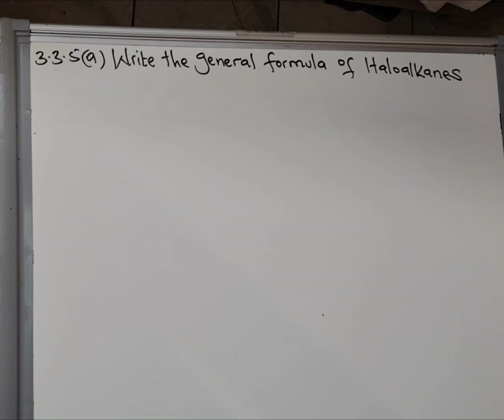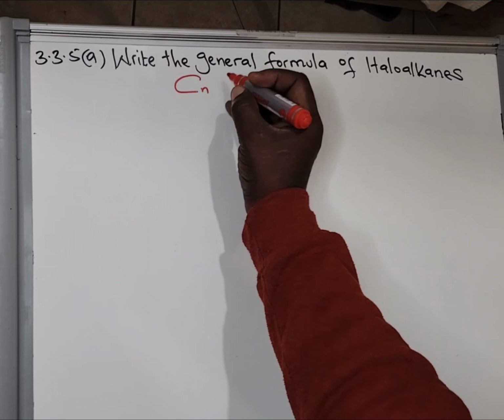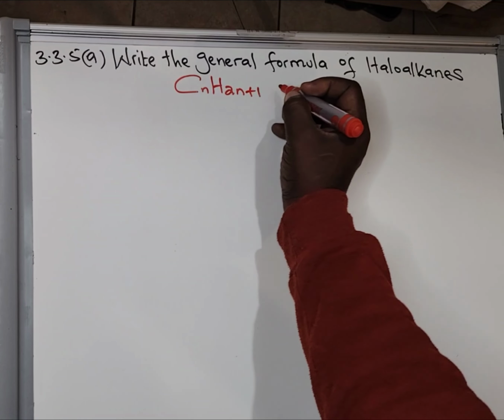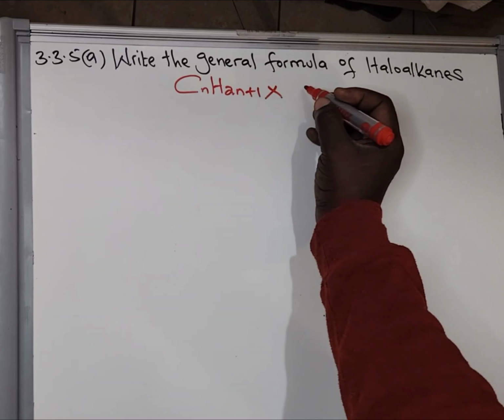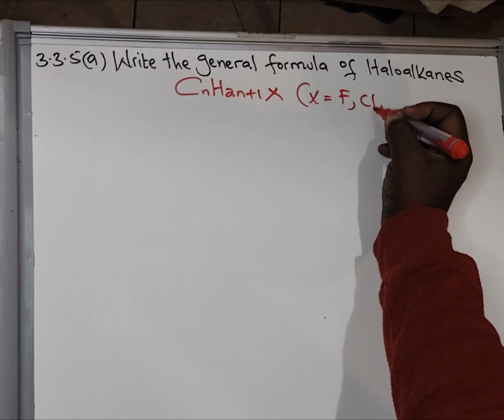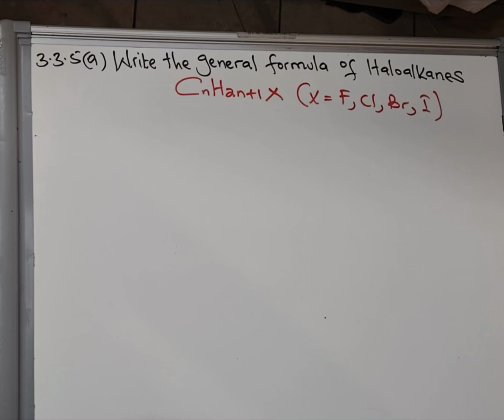Yes, we are looking at this question. It says, write the general formula of haloalkanes. Okay, what is the general formula of haloalkanes? It is CnH2n+1X, where X is the halogen. That is it.